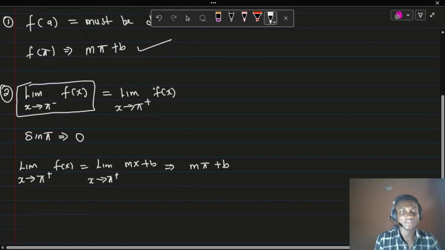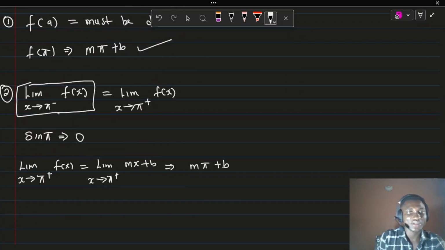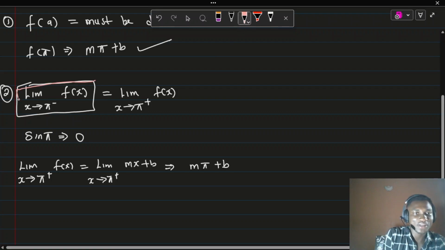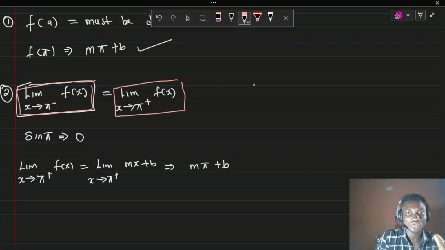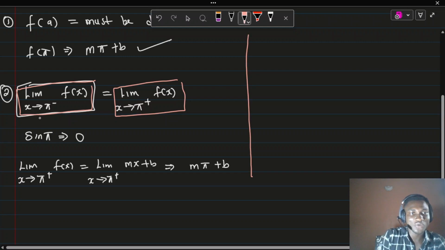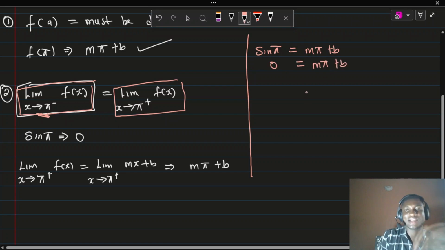Now we know that for this function to be continuous, the limit from the left hand side must be equal to the limit on the right hand side. We know this for it to be continuous. So the next thing we are going to do is that we know the value of the limit from the left hand side, that is sine pi, and we know the value of the limit from the right hand side, which is m pi plus b. So sine pi will give you 0, equal to m pi plus b. Now the next thing we have to do is to simplify this.